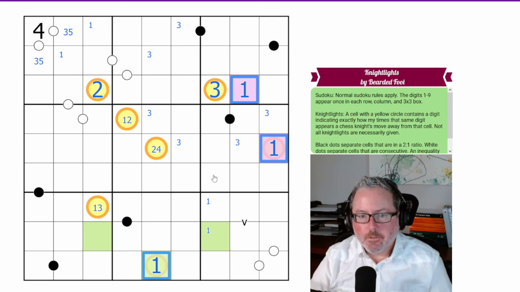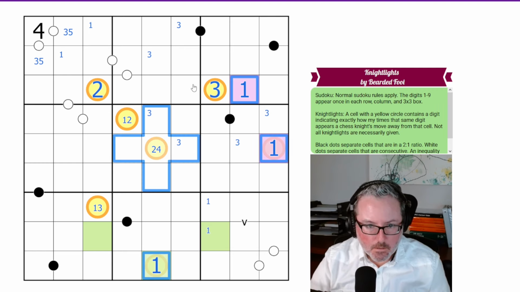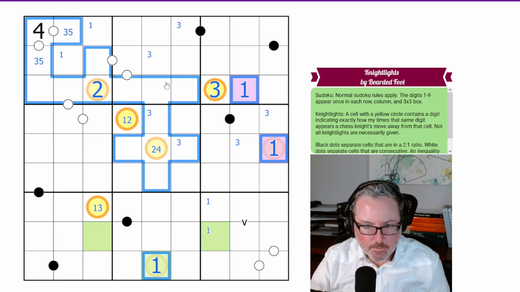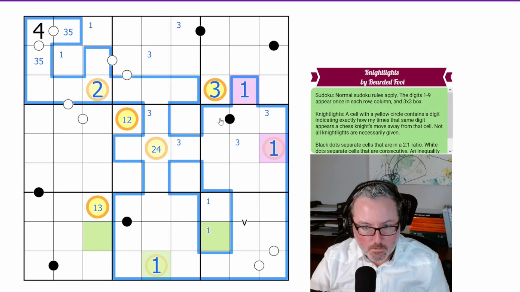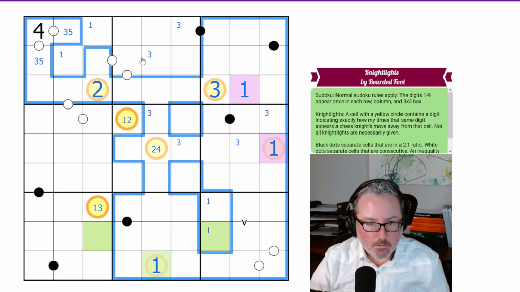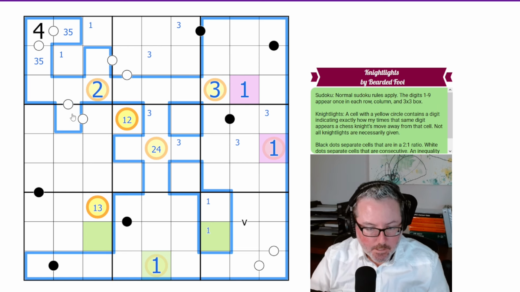Okay, was there something more we could do with the 1s then? Because I'm running out of ideas here fairly quickly. We know that none of these can be 1s. So let's just show them visually. We know this can't be a 1. We know this can't be a 1. We know this can't be a 1.